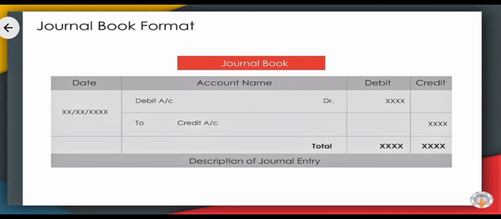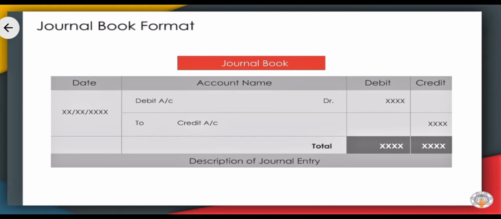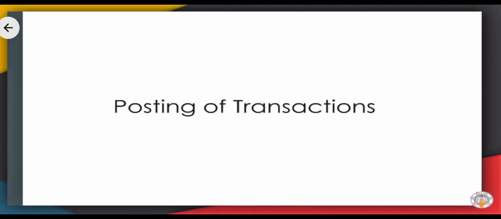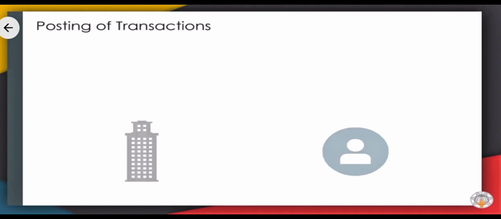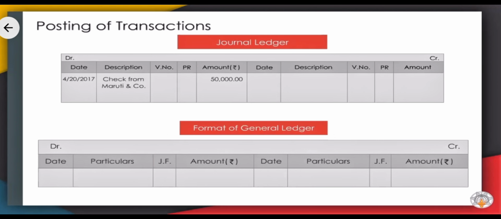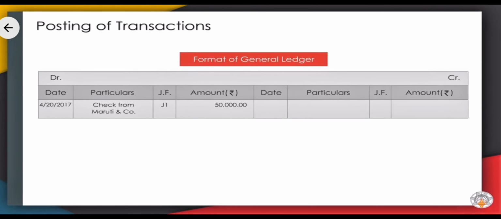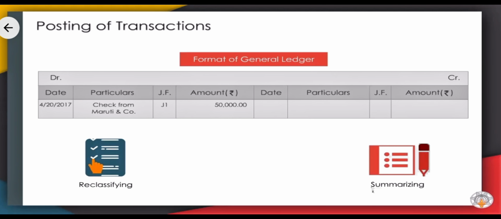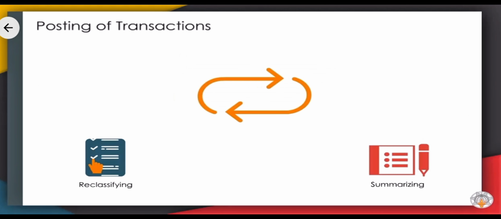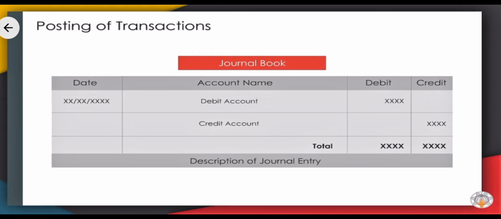After recording all transactions for a particular period, debit and credit columns are totaled. These totals should be equal. Posting of transactions. After the transaction is recorded, it will be posted in the general ledger. The general ledger contains all the accounts of an enterprise. General ledger serves the purpose of reclassifying and summarizing all the information recorded in the cash book and journal according to account heads, called ledger accounts.